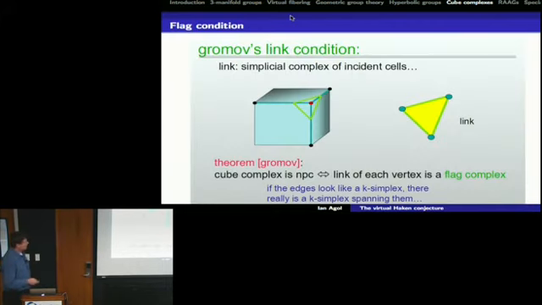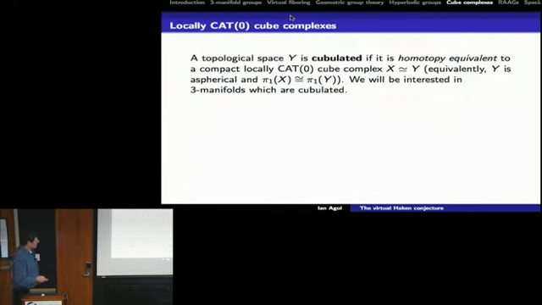Okay, so that's Gromov's notion of a CAT(0) cube complex. Now, we say that a topological space is cubulated if it's homotopy equivalent to a compact locally CAT(0) cube complex. So Gromov's link condition is equivalent to being locally CAT(0). Then, if it's locally CAT(0), its universal cover will actually be CAT(0). So if it's simply connected and locally CAT(0), then it satisfies this global triangle comparison condition that defines CAT(0). And Gromov proves a sort of local-to-global principle: if it's locally CAT(0), then it'll be globally CAT(0).